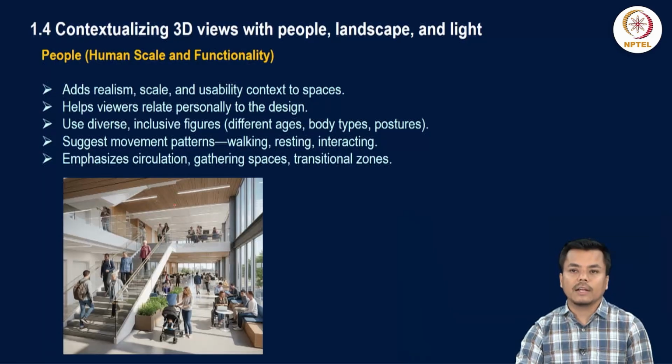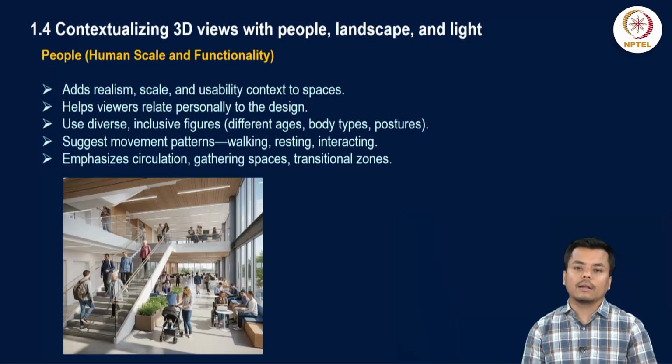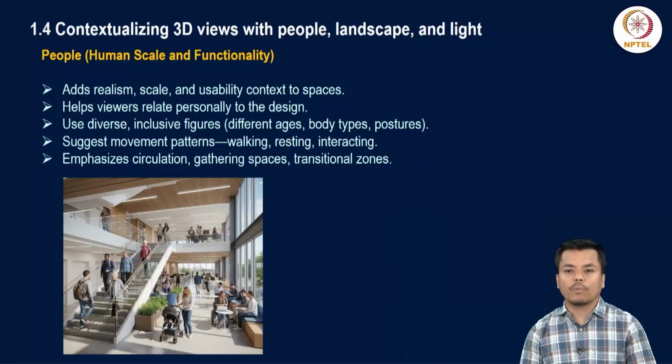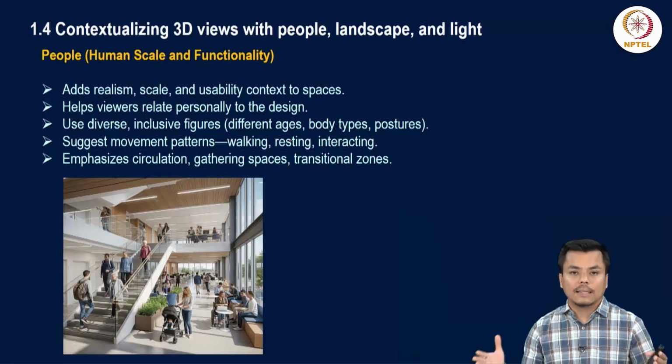That is why it is necessary. It helps viewers relate personally to the design. It suggests the movement pattern: walking, resting and interacting. At times you may forget to incorporate resting spaces in and around the atrium, or in and around the common spaces. Possibly at that stage you may think of incorporating some resting spaces, or the width of the corridor may not be sufficient when 2 or 3 people are walking together. Then you may have to go back to your floor plan and do the changes as required.